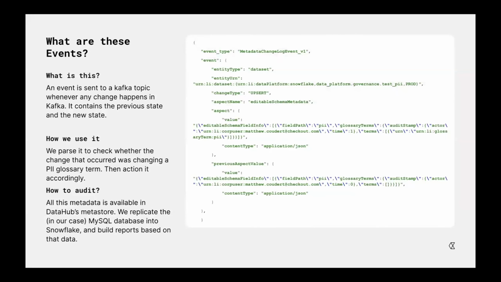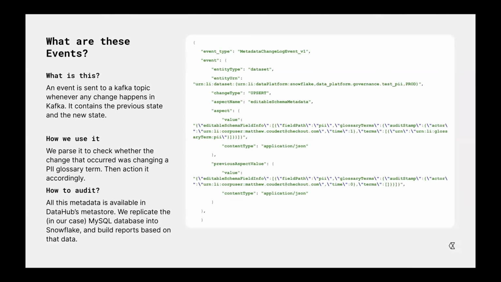So what are these events? It's a big JSON blob. It doesn't look that friendly, but it's not actually that bad to work with. So any event that happens in DataHub, whether a new table is ingested or someone added a tag or a glossary term to something, sends one of these into the Kafka topic. And it contains the previous state and the new state. So we parse that, look at the new state, and see: is there a PII term that exists now that didn't exist before? And if so, then we propagate that down to the source.